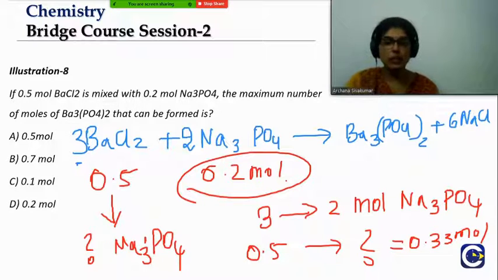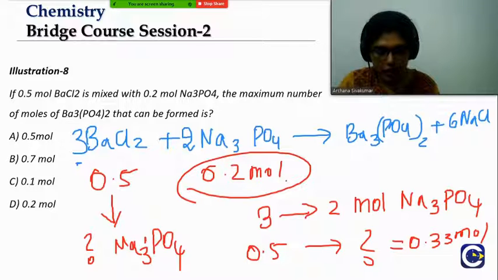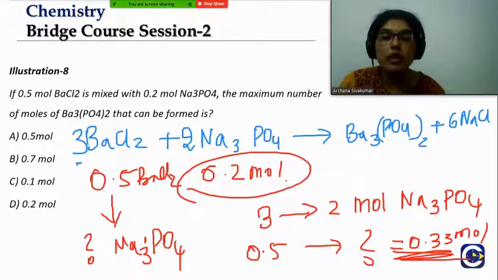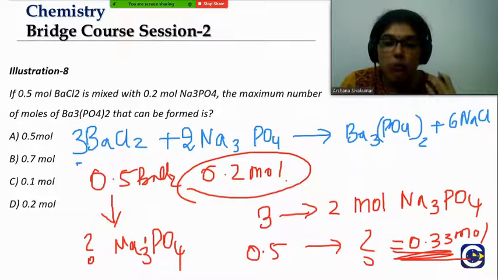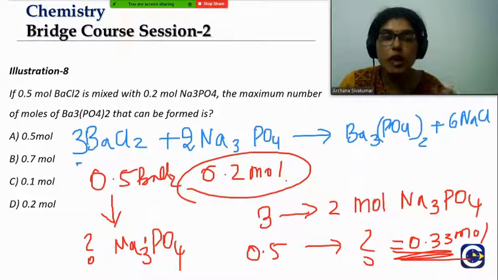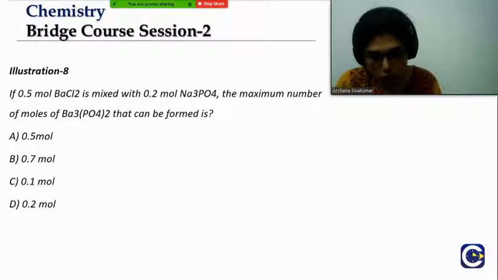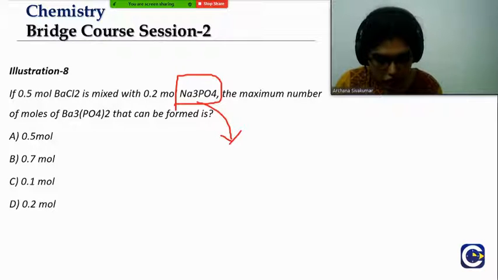But in actual, if I have to take 0.5 moles of barium chloride, to use it up, I need 0.33 mole of sodium phosphate. But actually only 0.2 is present. So which is limiting here? The limiting is sodium phosphate, because I need 0.33 for consumption of 0.5 moles of barium chloride completely, but only 0.2 is present. So that means the sodium phosphate is the limiting reagent.